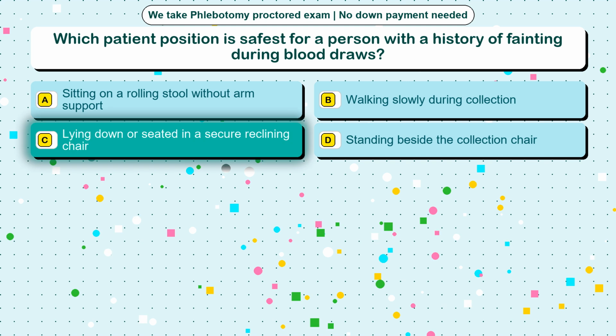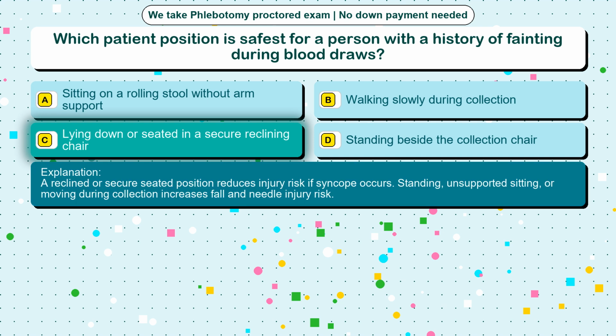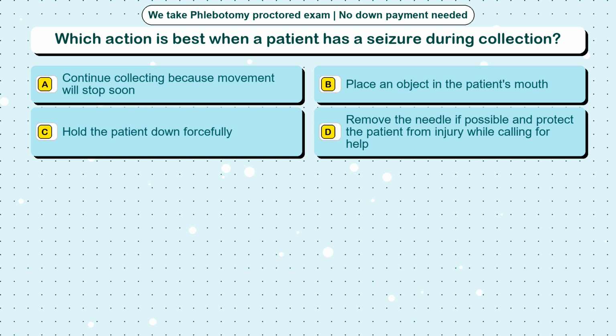The correct answer is option C. Lying down or seated in a secure reclining chair. A reclined or secure seated position reduces injury risk if syncope occurs. Standing, unsupported sitting, or moving during collection increases fall and needle injury risk. Question 12. Which action is best when a patient has a seizure during collection?